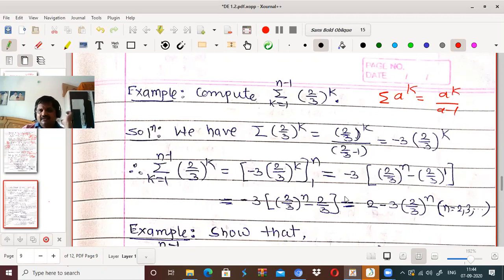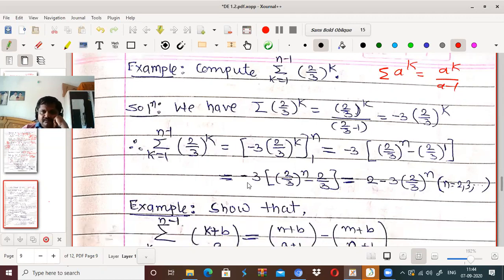If we simplify again, what will you obtain? Minus 3 into (2/3)^n, minus minus plus 2 we get. So that can be written as 2 minus 3 times (2/3)^n, right? You can also write this as 2 minus 2^n into 3^(n minus 1), and so on, for n equal to 2, 3, etc. Because for n equal to 1, the upper limit becomes 0, so the total summation becomes 0. That's why we have to take n equal to 2. Okay.